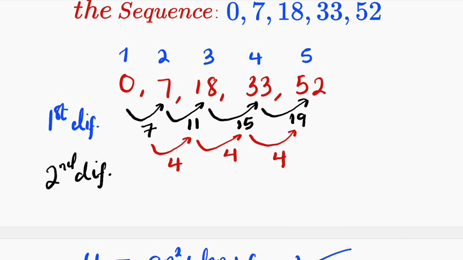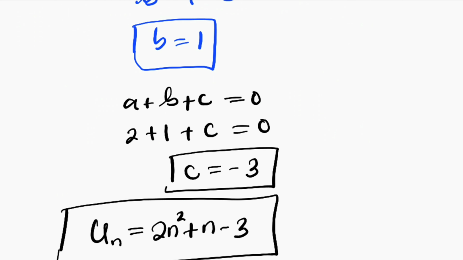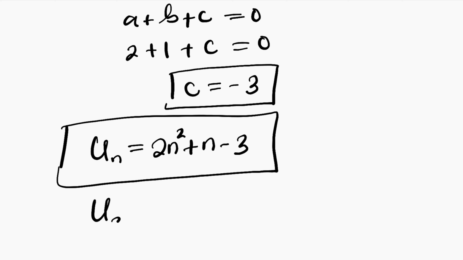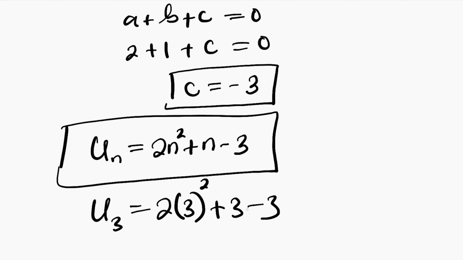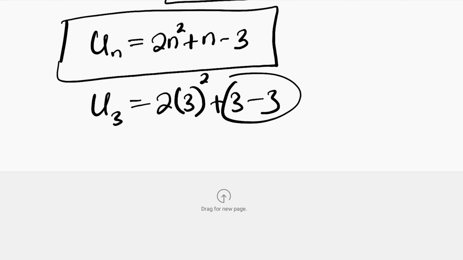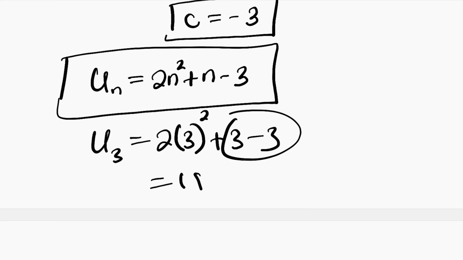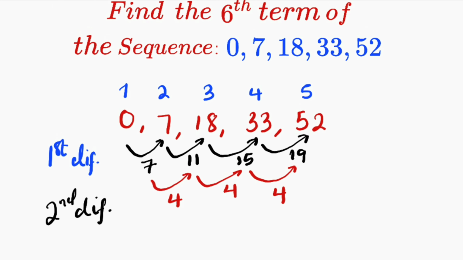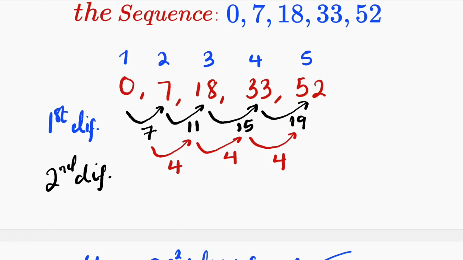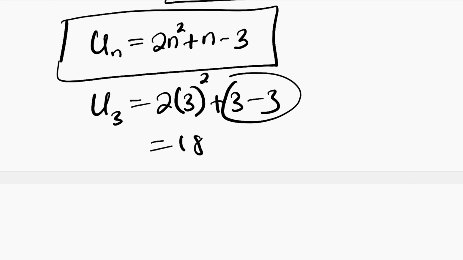Before we find the 6th term, I would like to test it on which term? Let us test it here. When n is 3, we have u_3 equal to 2 times 3 to the power of 2 plus 3 minus 3. You can see this is already 0. And 3 squared is 9. And 9 times 2 is 18. Is that term equal to 18? Yeah, definitely.